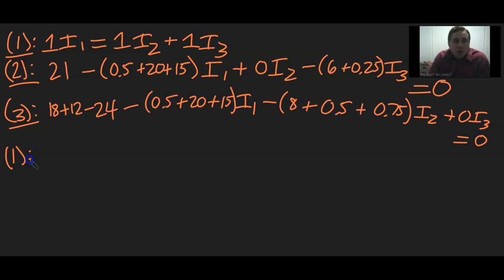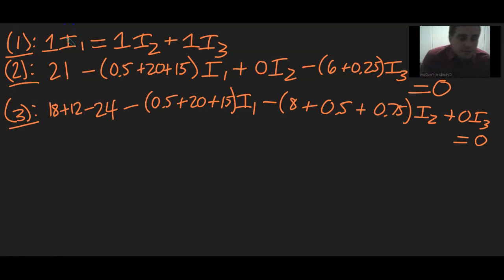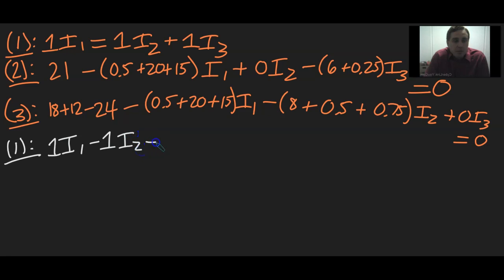Okay, so let's clean these equations up. Let's try to make them look as nice as we can. Let's line up the I1, I2, and I3s and put all coefficients on the left-hand side. So equation 1 becomes 1 I1 minus 1 I2 minus 1 I3 equals 0. That looks fine.